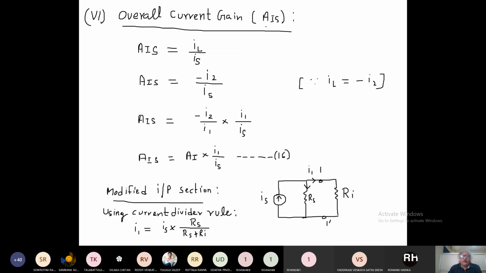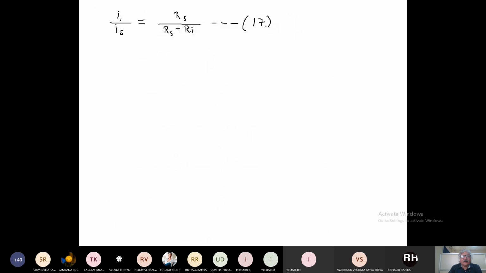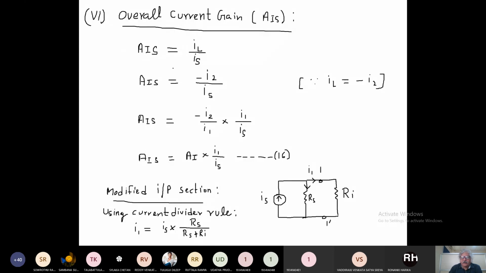Now we will put the value of I1 by IS in 16. So from 16.